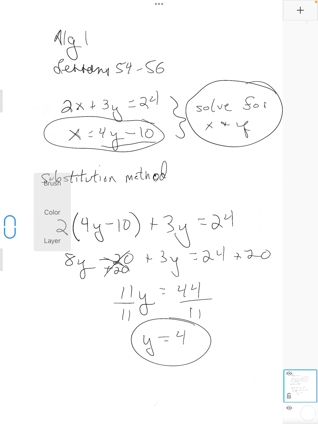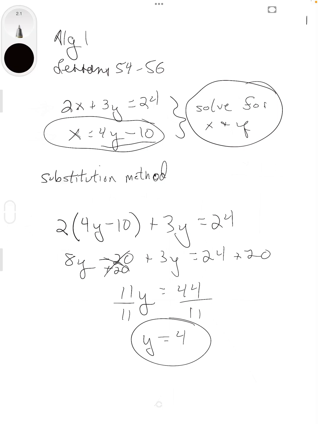Okay, so by using the substitution method, I can simply substitute into here. Now, I still don't know the answer because I want to solve for x and y. Well, now I have y. Notice this equation. To find x, all I have to do is say x is equal to 4 times y minus 10. Well, if I know y is 4, what's 16 minus 10? That's going to be 6. So x is 6, y is 4. I have now solved for x and y.